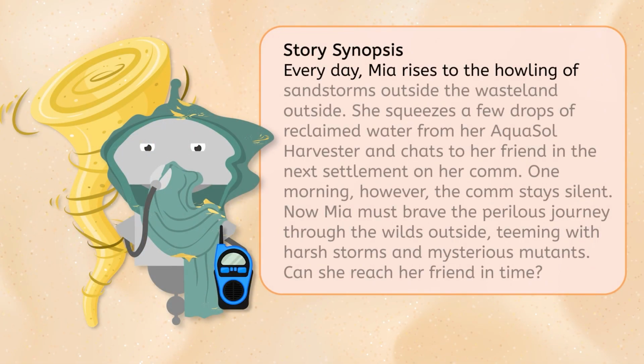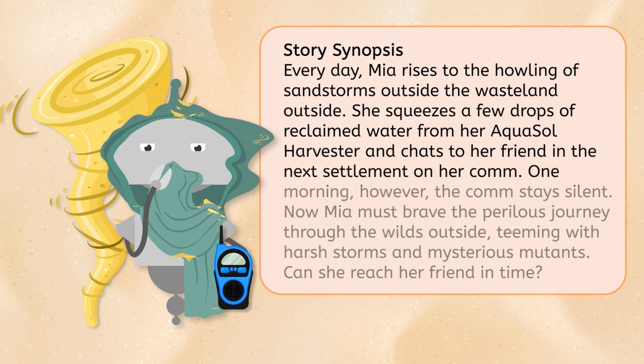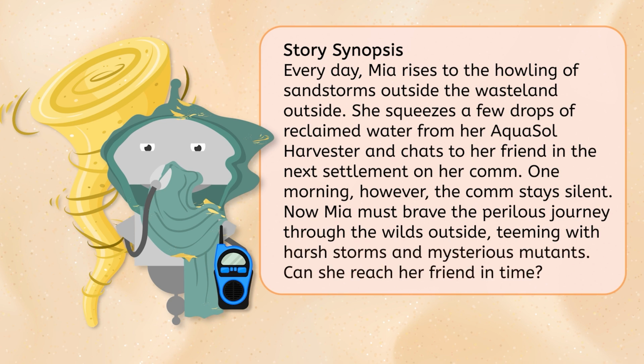Every day, Mia rises to the howling sandstorms outside the wasteland. She squeezes a few drops of reclaimed water from her aquasol harvester and chats to her friend in the next settlement on her comm. One morning, however, the comm stays silent. Now Mia must brave the perilous journey through the wilds outside, teeming with harsh storms and mysterious mutants. Can she reach her friend in time?